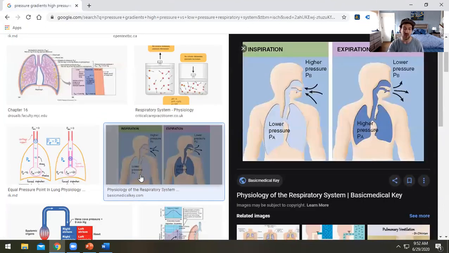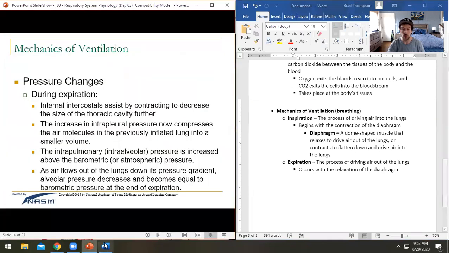So that's what is officially driving it. Obviously I've been talking about pressure all day today, and we're not even done yet. We're going to keep talking about pressure.